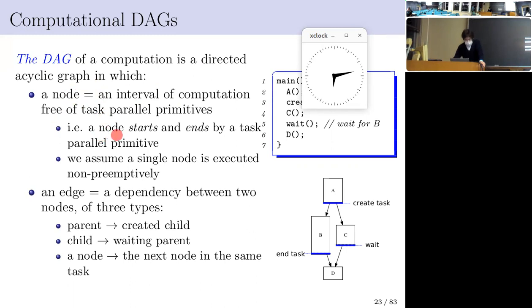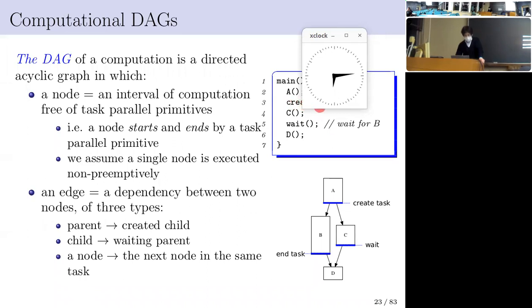So a single node starts and ends by a task parallel primitive. For example, when you originally have a main task, you do something inside A. Let's assume A does not have any task creation or whatsoever. Then this execution of A becomes a node of the computational DAG. And this A ends when you perform some task primitives.